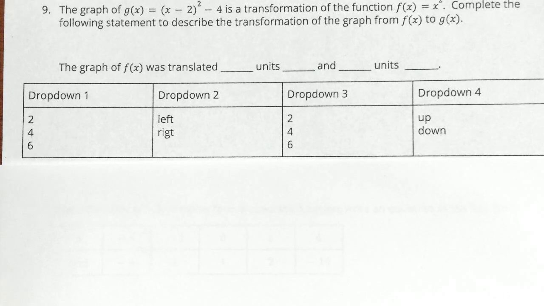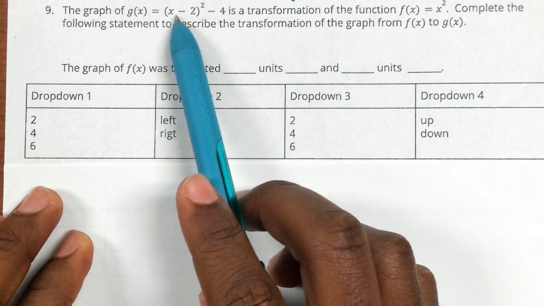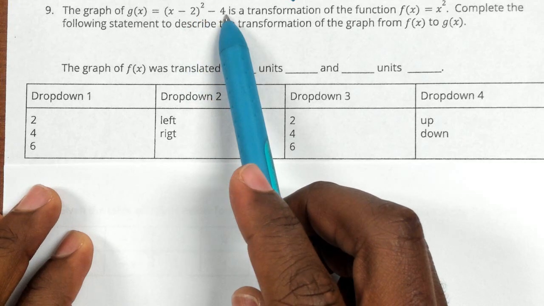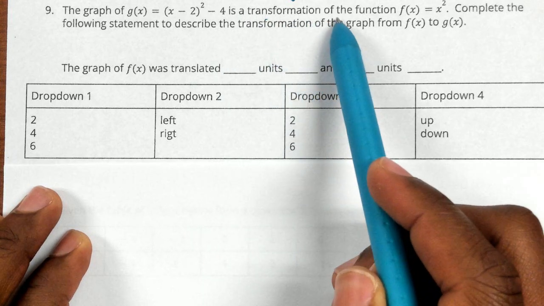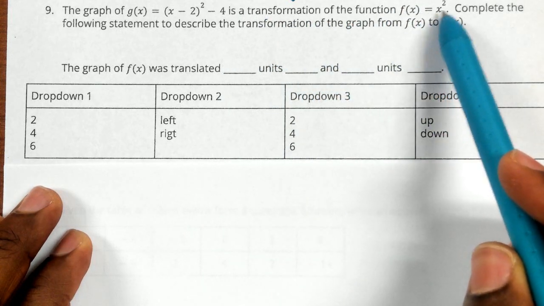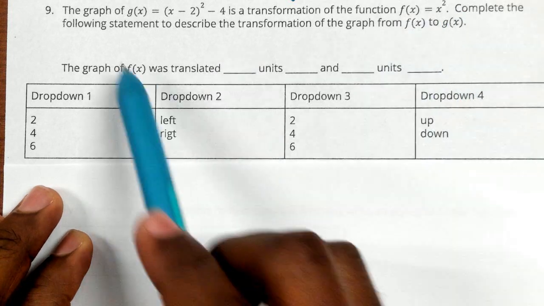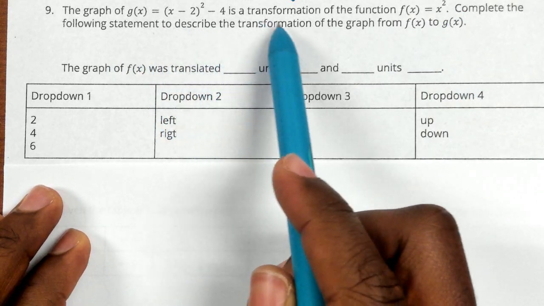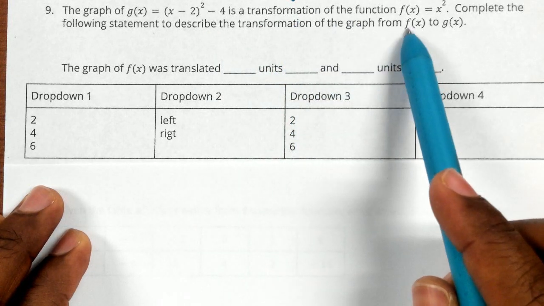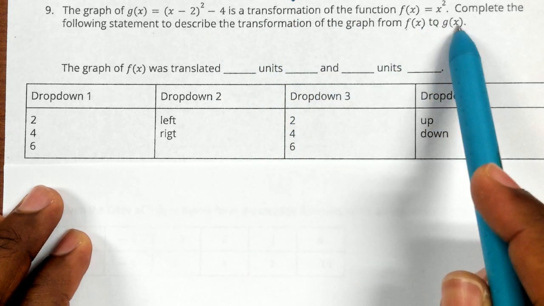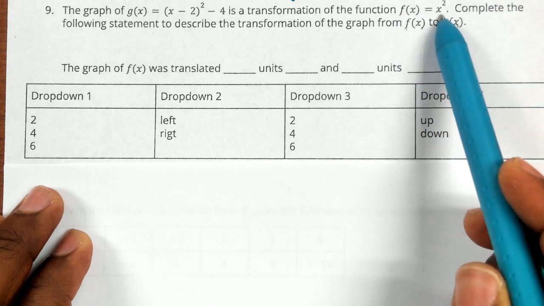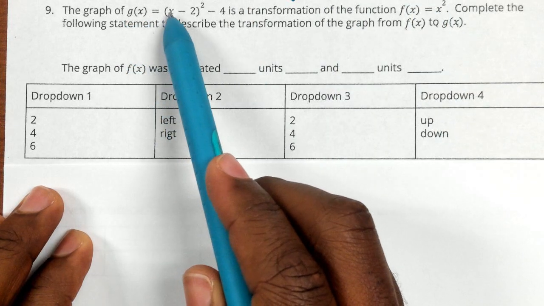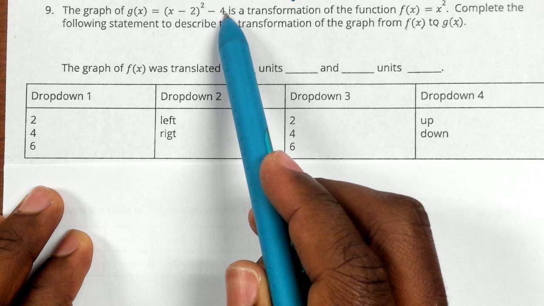Question number 9 says the graph of g of x is equal to (x minus 2) squared minus 4. It is a transformation of the function f of x equals x squared. Complete the following statement to describe the transformation of the graph from f of x to g of x. So I need to describe what's happening when it goes from f of x, which is x squared, to g of x, which is (x minus 2) squared minus 4.